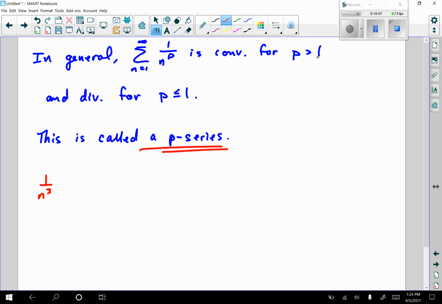But now all we have to do is mention that it's a p-series. It's of this form, and then we compare p to 1, whether it's greater than or less than or equal to. So for instance, if my expression is 1 over n cubed, right away we could say that this is convergent because p is greater than 1. But if we had to really show why or how, we use the integral test to prove it.